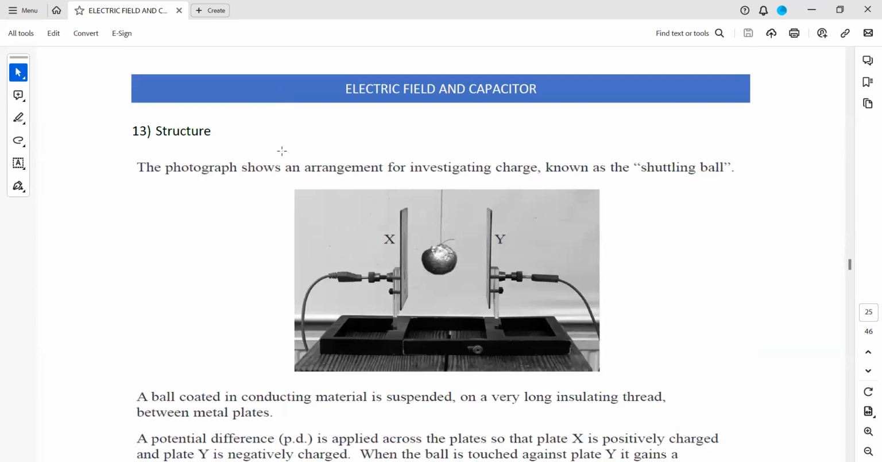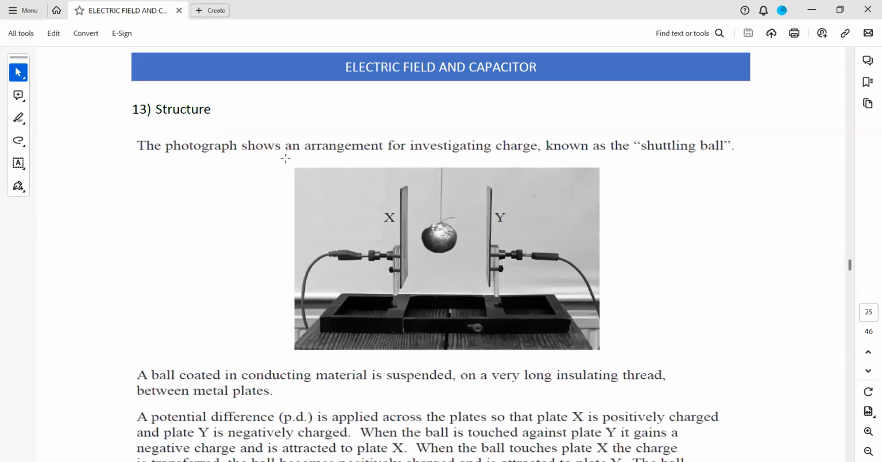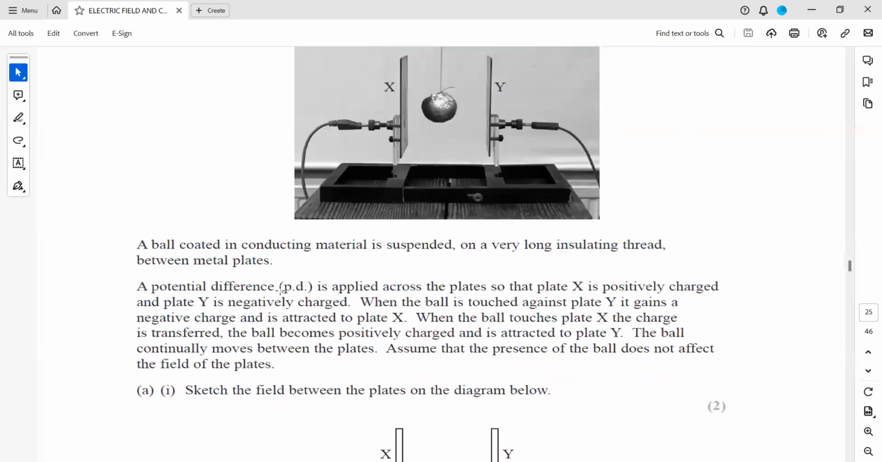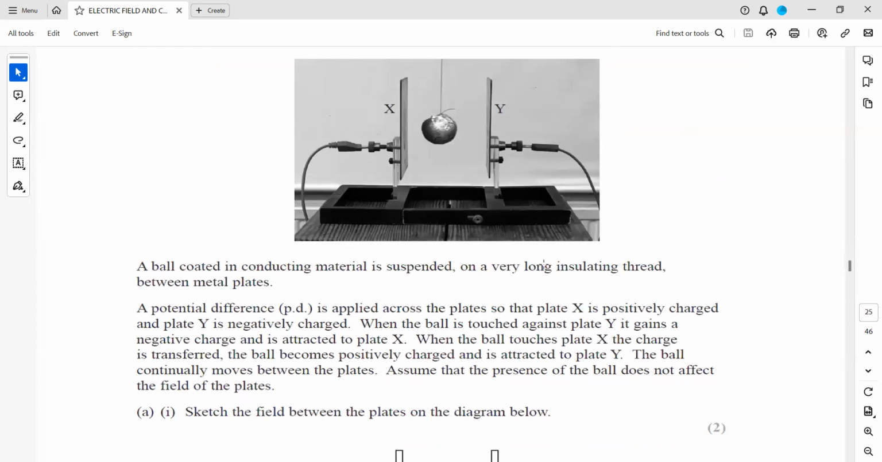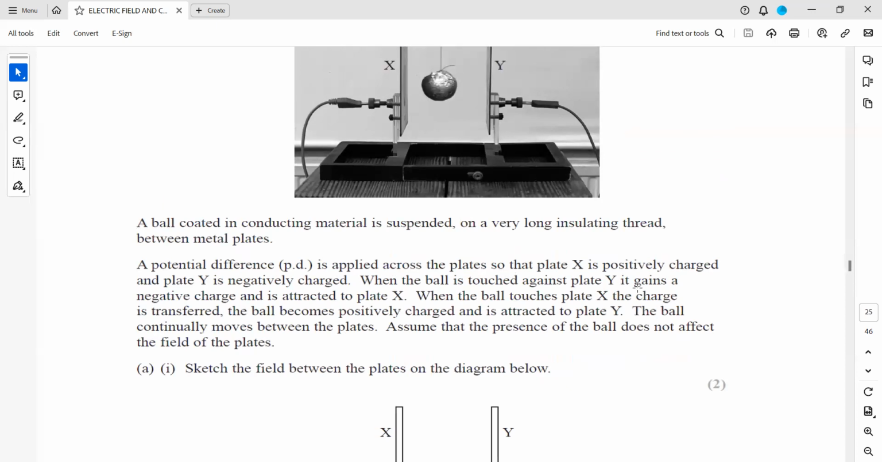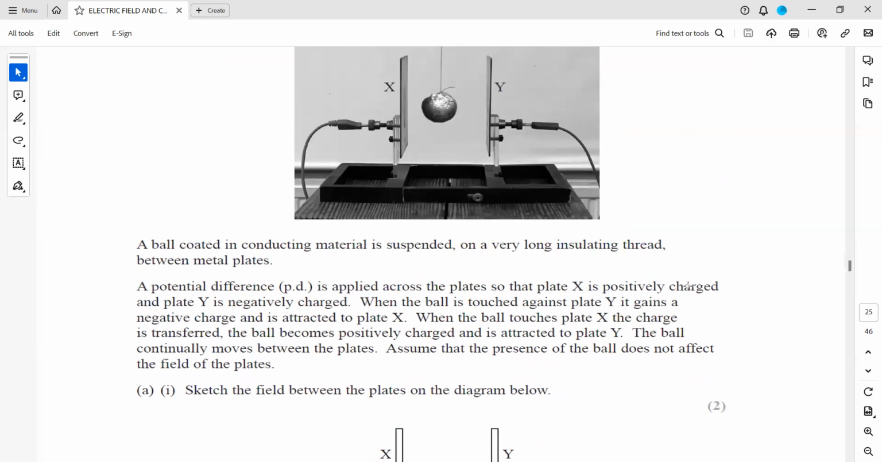In this question, the photograph shows an arrangement for investigating charge, known as the shuttling ball. So this aluminum ball is there, two electrodes are there, and this ball will vibrate. A ball coated with a conductive metal, usually aluminum, is used here on a very long insulated thread. The potential is applied across the plates so that X is positive and Y is negative.